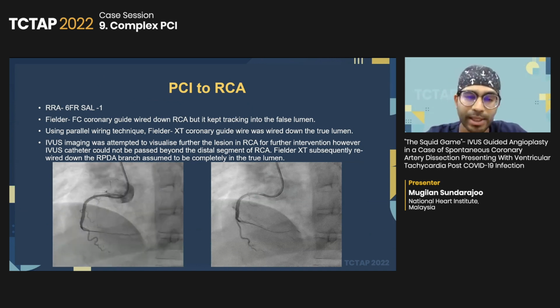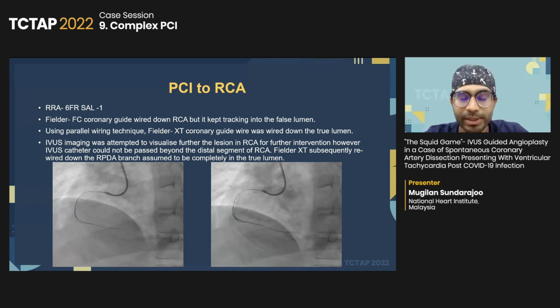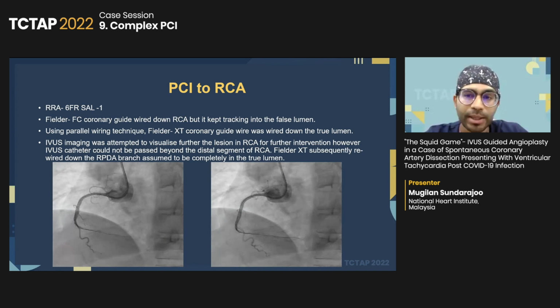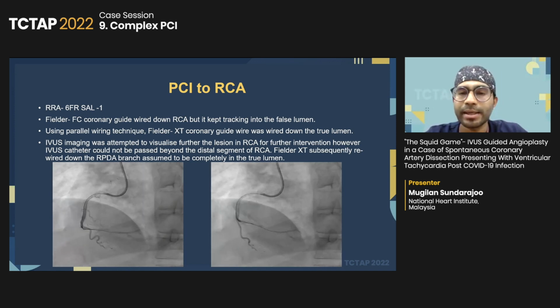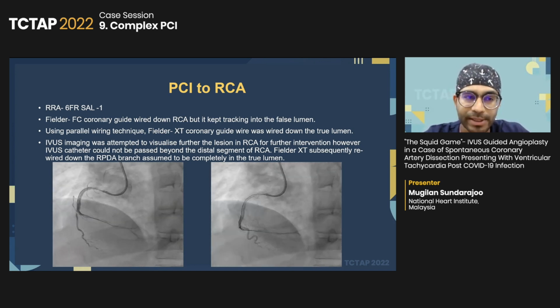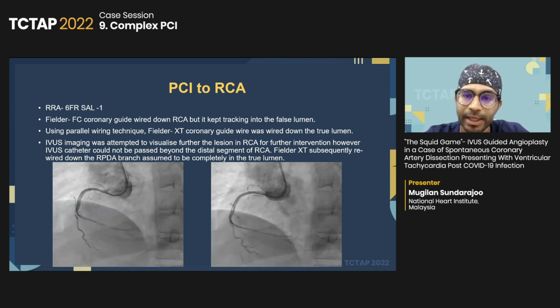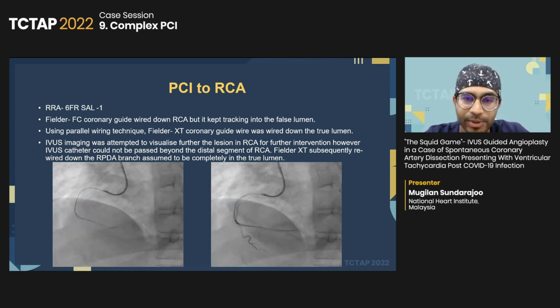We did PCI to RCA via the right radial approach using a 6 French SAL1. So we wired down, our workhorse wire being the Fielder FC. We wired down the RCA, but the problem that we're having here is that it kept tracking into the false lumen. So we kept the Fielder FC there. Using parallel wiring technique, we brought down a Fielder XT further down to the true lumen.